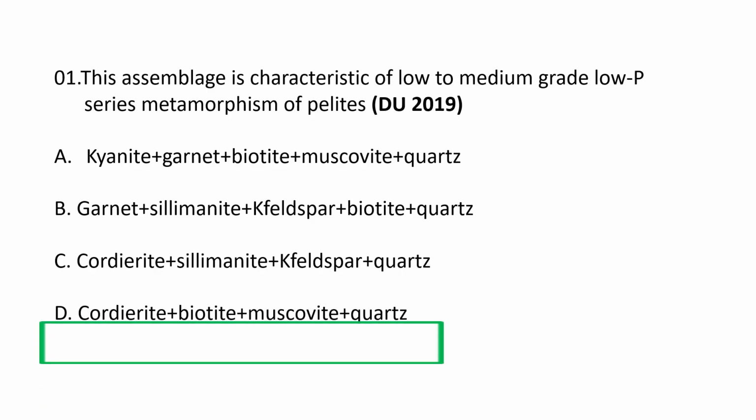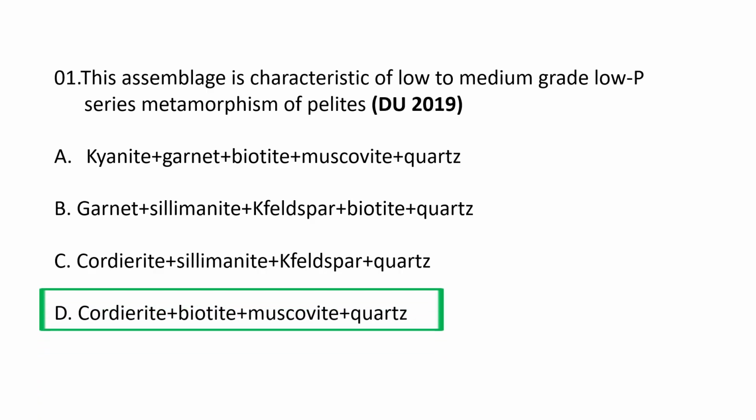The assemblage, which is characteristic of low to medium grade low pressure series of metamorphism of pelites, is cordierite, biotite, muscovite and quartz. So this mineral combination is commonly found in the Buchan facies series, which is defined by a low pressure intermediate to high temperature gradient, leading to the formation of specific minerals like cordierite and often andalusite as the temperature increases in pelitic rocks.